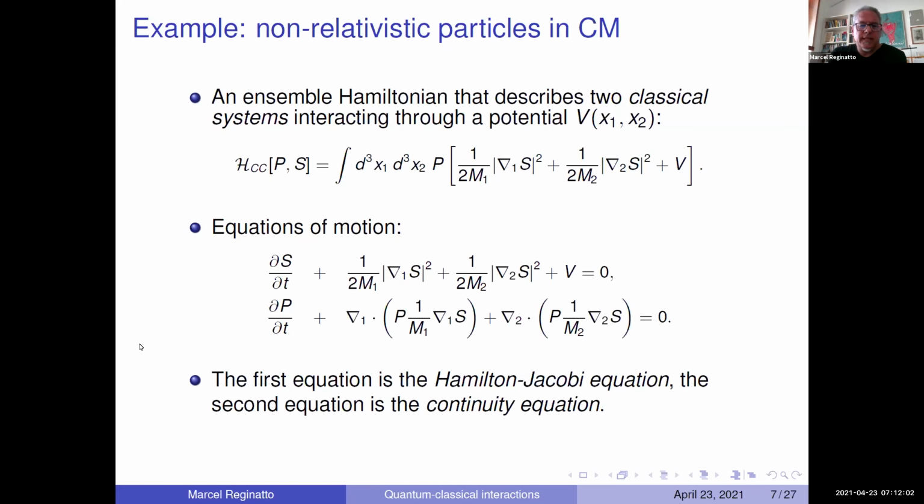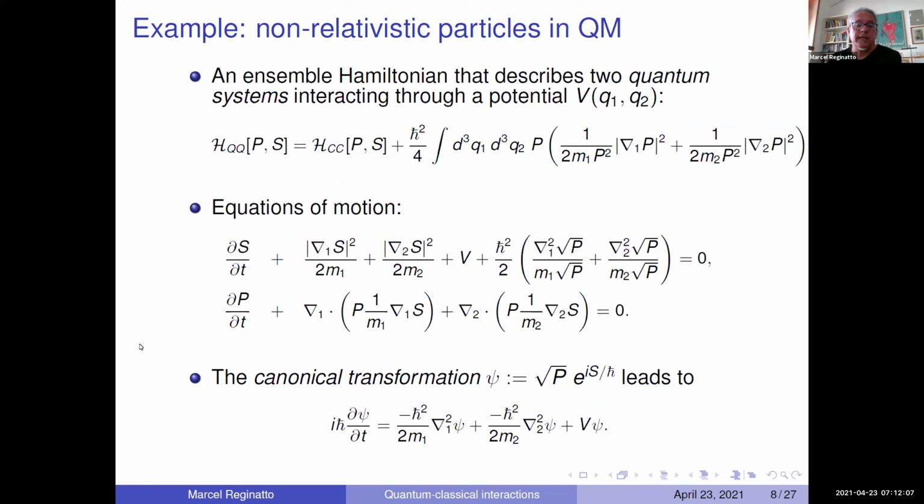And by now you will probably guess that you can go to quantum mechanics, or perhaps it is a bit surprising, but all you need to do to go to a quantum theory is add a term to the Hamiltonian, to the ensemble Hamiltonian, and then you get equations of motion that are basically the Madelung equation of motion, or quantum mechanics in the Madelung formulation. And you can do a transformation, you can define a wave function, and then just go to the Schrödinger theory.